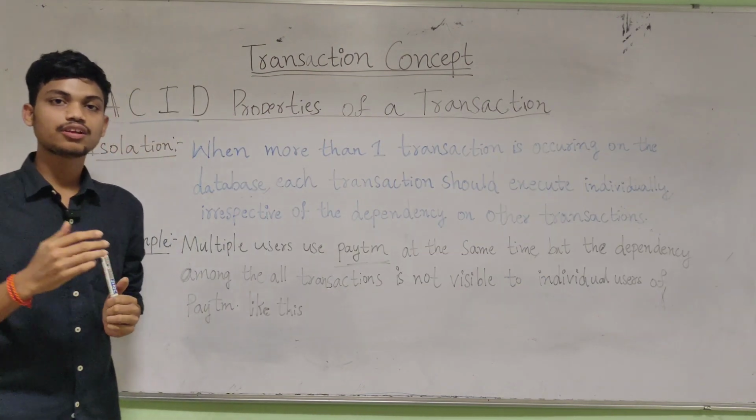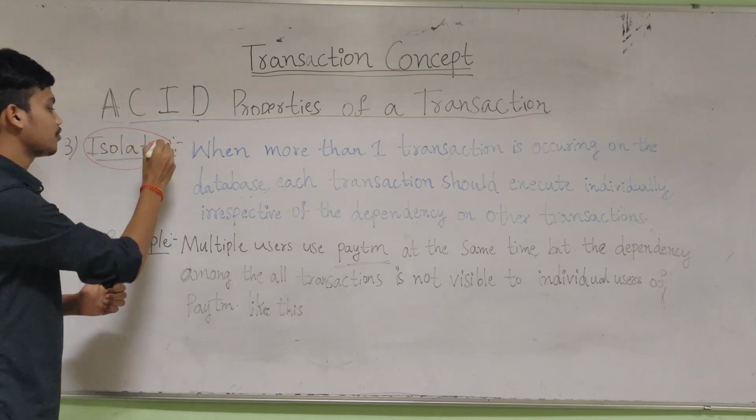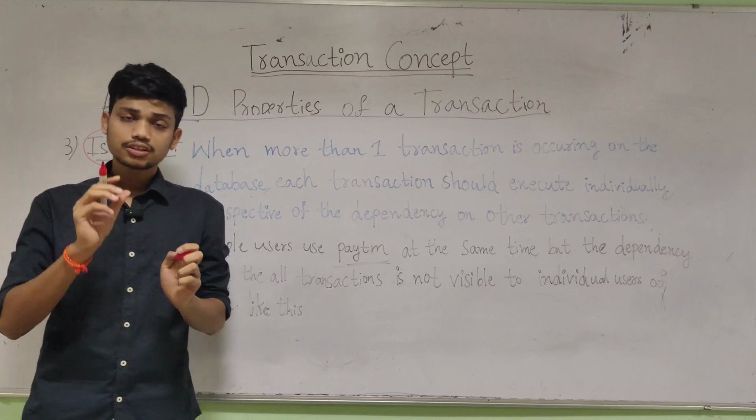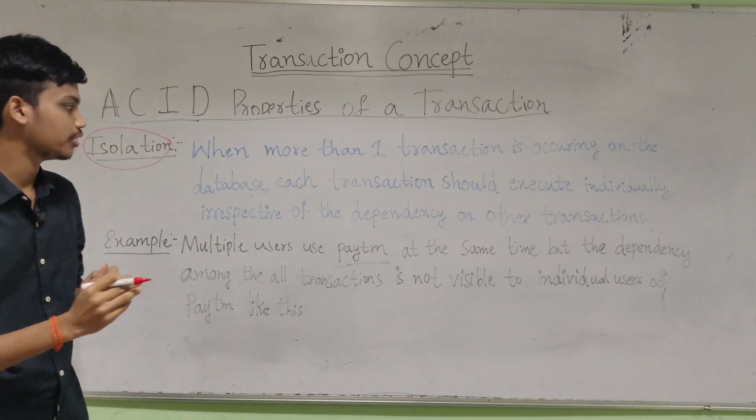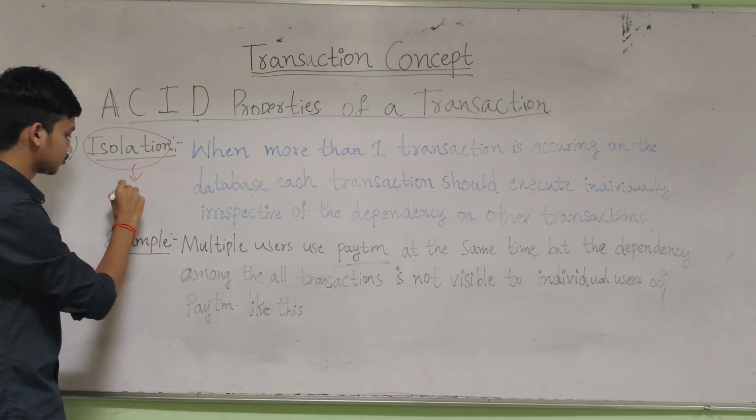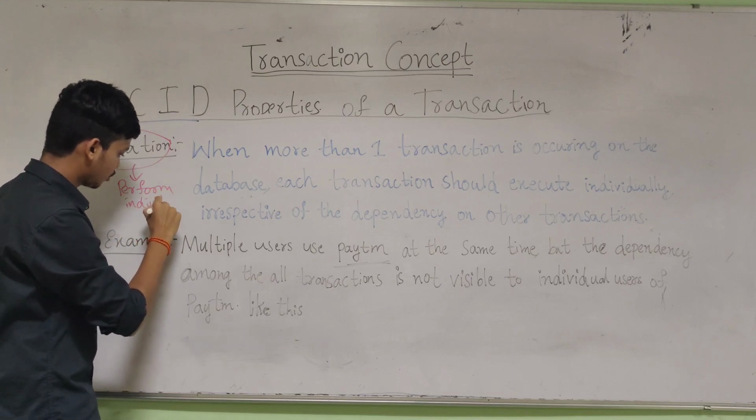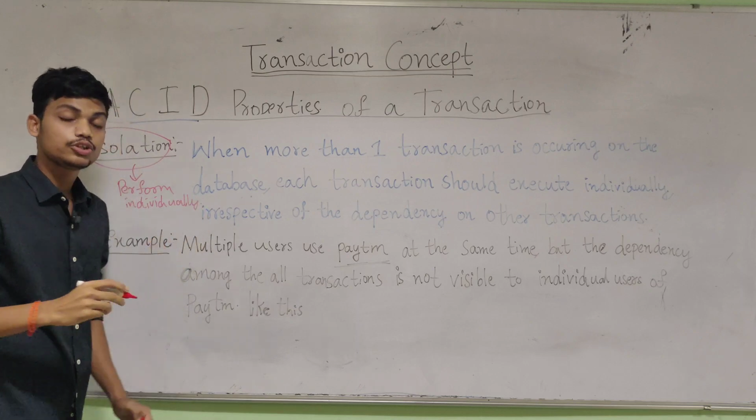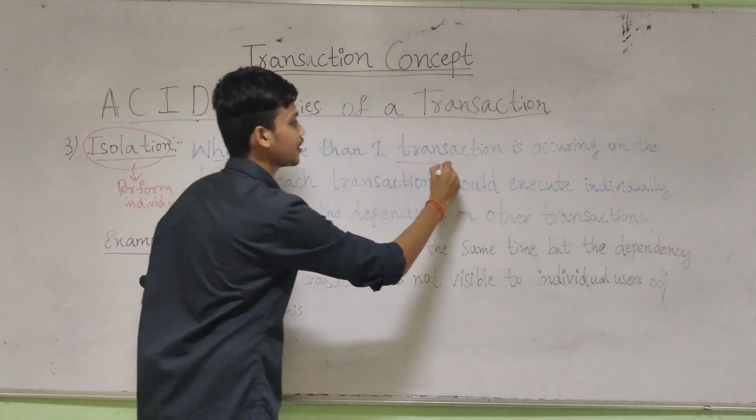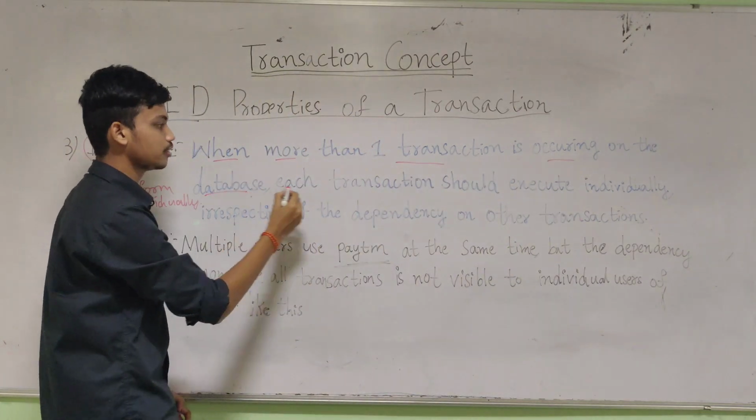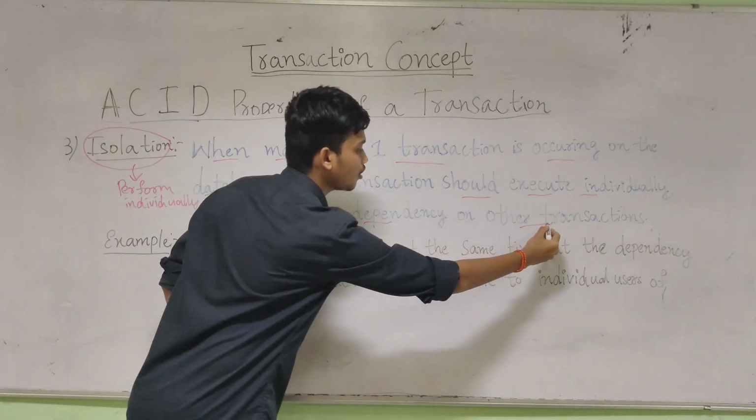Now let us understand the isolation property of a transaction. Isolation, the name itself says that if multiple transactions are happening in a database, each and every transaction should act independently, should perform individually. It should not depend on other transactions for its output. When more than one transaction is occurring on the database, each transaction should execute individually, irrespective of the dependency on other transactions.